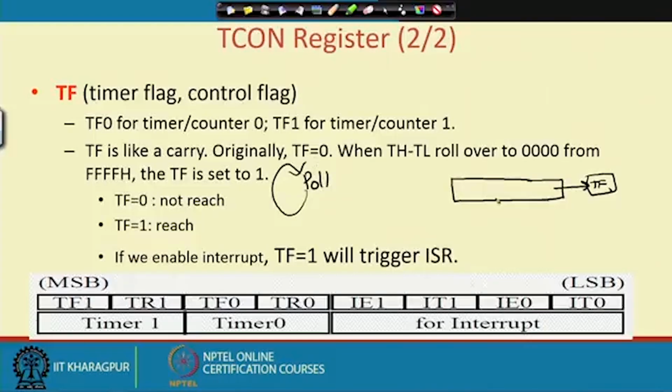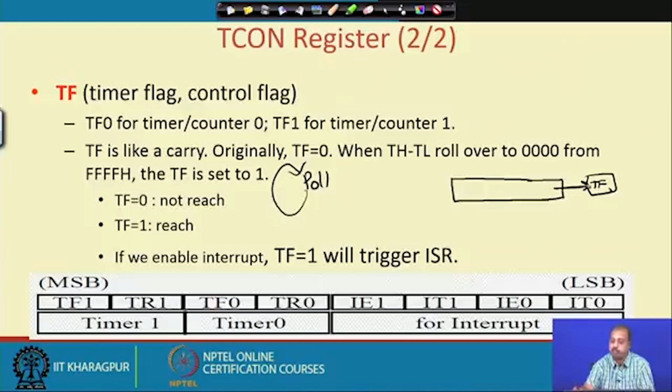We will see how to enable the timer interrupt while discussing the interrupts, but once it is enabled, whenever the TF overflows, it will generate an interrupt to the processor. So, the processor may be doing something else, and now it will be interrupted. It will go to the timer service routine.